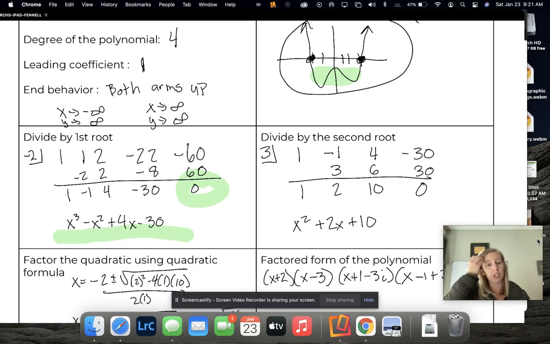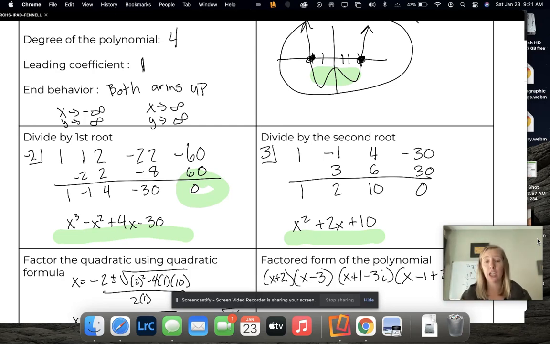Great, moving in the right direction. I'm going to take those coefficients, so 1, -1, 4, and -30, and I'm going to divide by my second root, which is x equals 3. So then when I do that, I get down to a degree 2 polynomial, or quadratic as the case may be. And now we can use the quadratic equation to factor these.